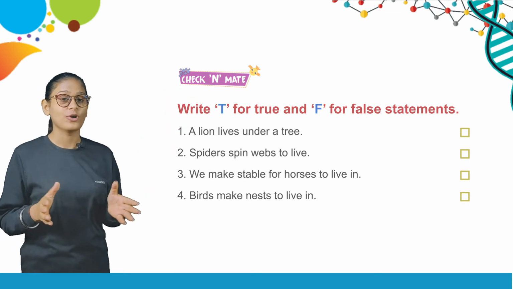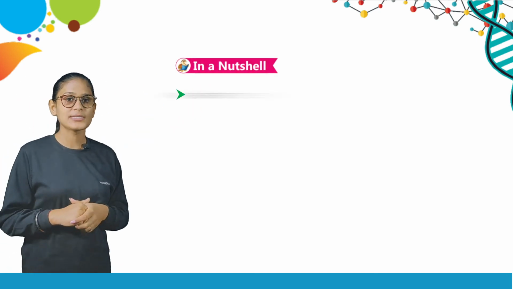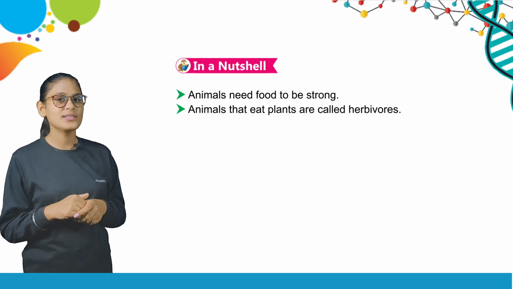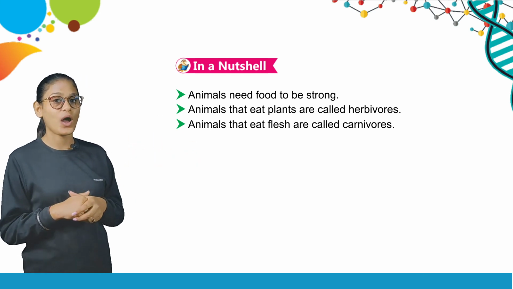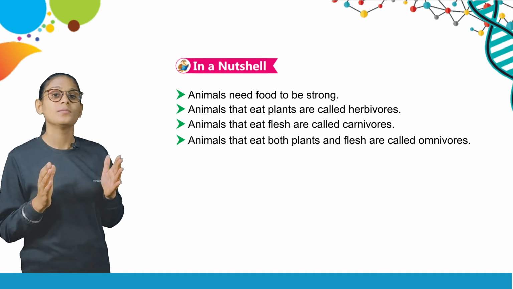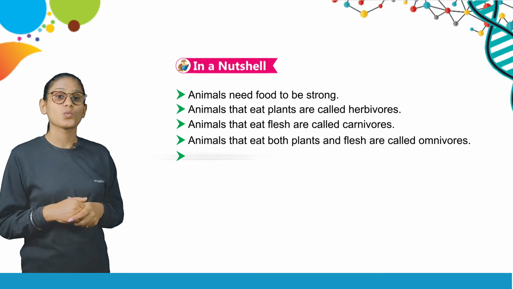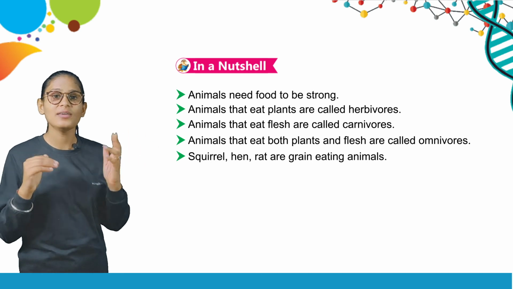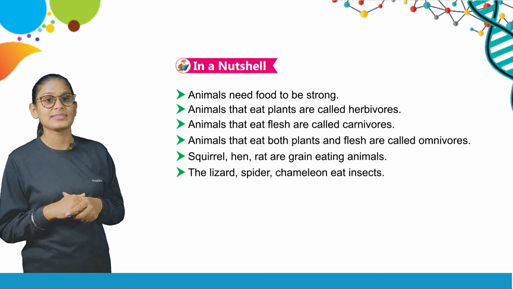Now we wrap up what we read in this chapter in a nutshell. Animals need food to be strong. Animals that eat plants are called herbivores. Animals that eat flesh are called carnivores. Animals that eat both plants and flesh are called omnivores. Squirrel, hen, rat are the grain-eating animals. The lizard, spider, chameleon eat insects.